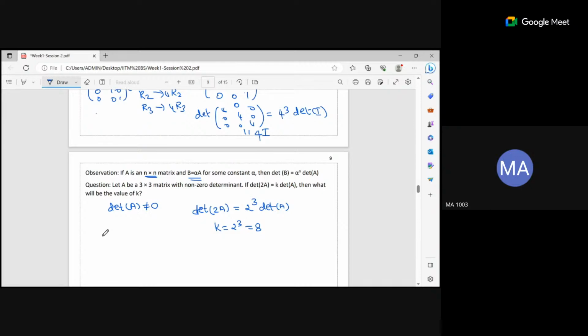Then what is the property you know about the determinant of B? Determinant of B is 2 power n, so n is here 3, times determinant of A. Alright. And now what is given here? Determinant of 2A is equal to k times determinant of A. So here in place of k, what is the number you are having? 2 to the power 3. Yeah. So that is why your k is 8. You understand? Okay.